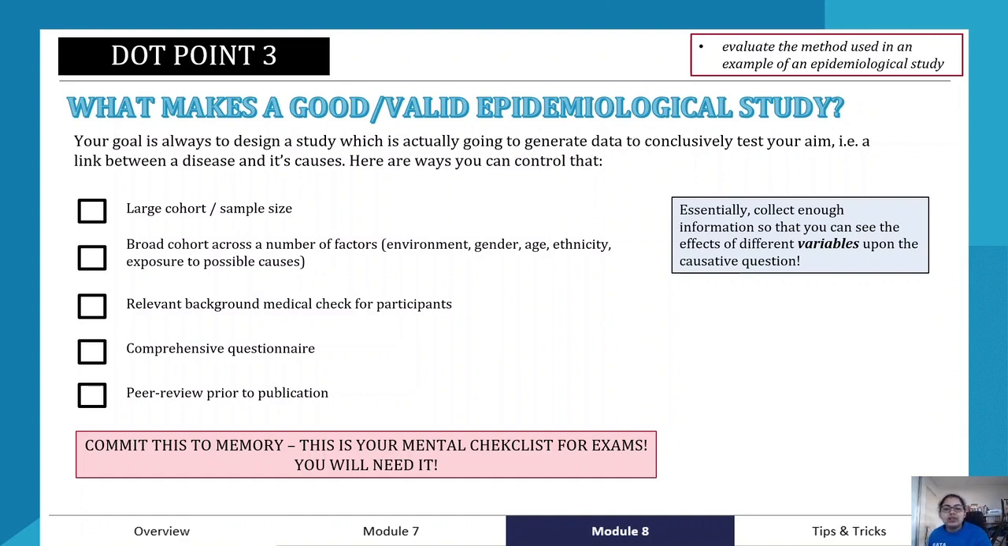A good study should have a large cohort. The cohort should account for a large range of variables. There should be relevant background checks. There should be a comprehensive questionnaire, and it has to be peer reviewed.